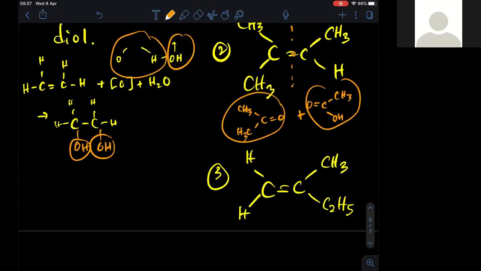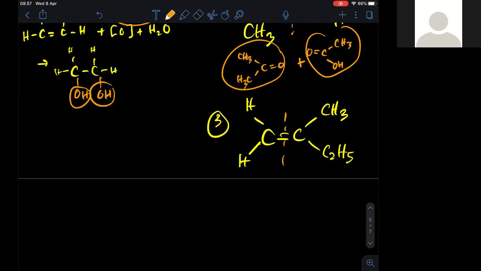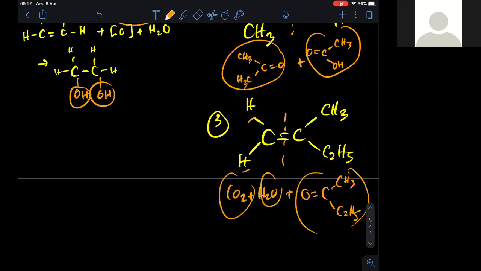Let's look at the third one. You break here. Here, hydrogen, hydrogen, you have carbon dioxide and water. And then here will be CH3, C2H5. So that's going to be just O. So you have a total of 3 products.